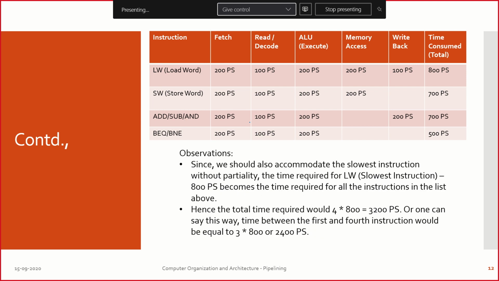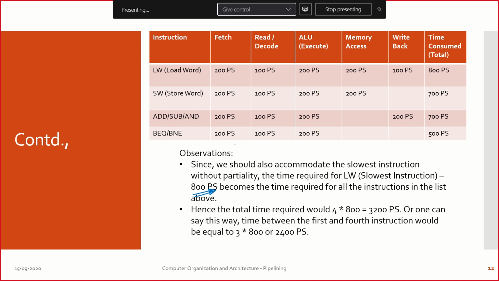Since we have to accommodate all the instructions, even the slowest, the time required for load word is going to play a vital role. The time required for load word would be the time required for all the instructions, because I have to stretch the clock cycle in such a way that it can accommodate the slowest instruction as well. If I have time for 800 picoseconds, obviously a 700 instruction can run there, and a 500 instruction can run there. So I need to accommodate the slowest of the instructions so that every other instruction gets into execution easily. Now 800 picoseconds is the longest and that is the slowest in fact.